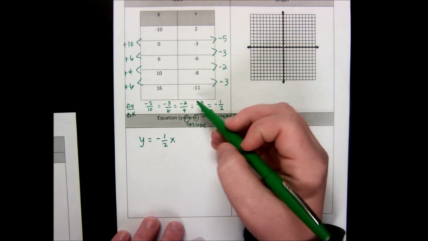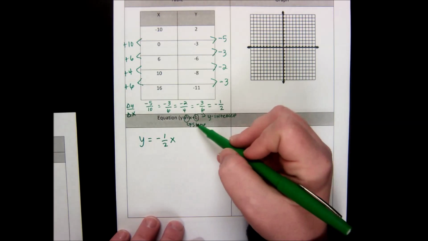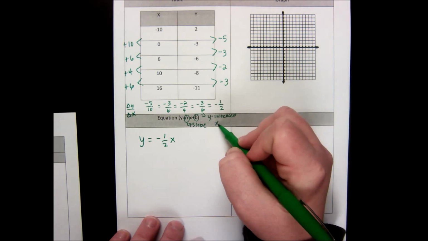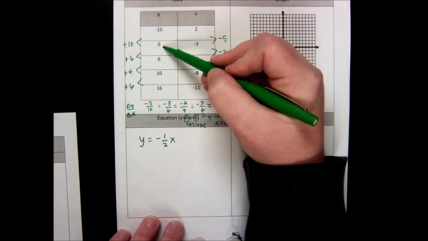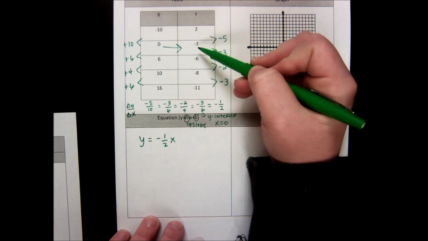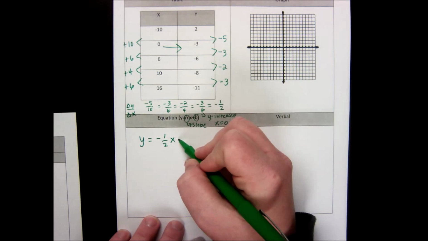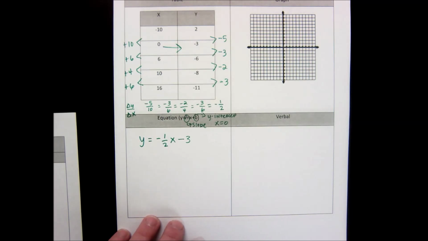So the next thing I have to do is find my y-intercept. And my y-intercept is when x is equal to 0. So look at my table and see if it's there. When x is equal to 0, y was negative 3. So I know that I'm going to put negative 3 at the end of this equation.